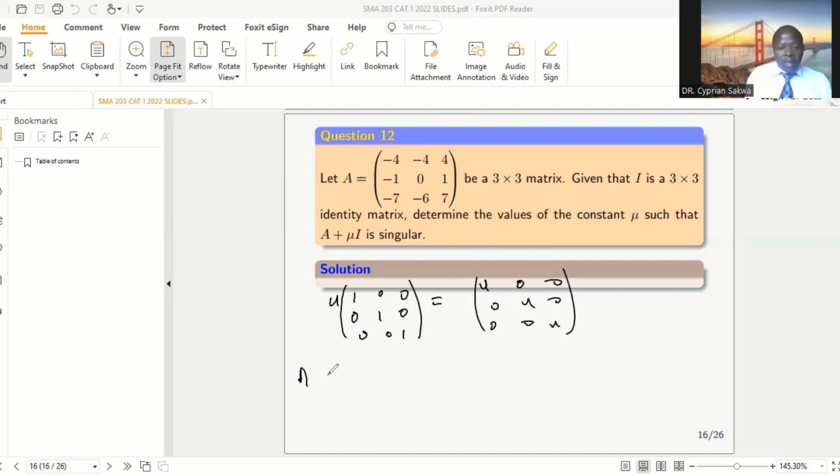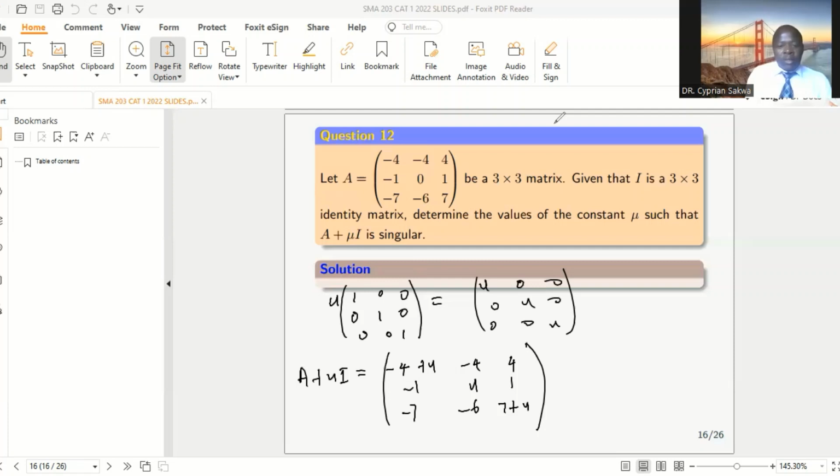So what will be A plus mu I? This would be negative 4 plus mu, and then 0 plus that would be negative 4, 0 plus that would be 4. About here, we have negative 1 plus 0, 0 plus mu, and then 1 plus 0. And then we will have negative 7. This will be negative 6 plus 0. And this will be 7 plus mu. So when this matrix is singular, that means its determinant must be 0.